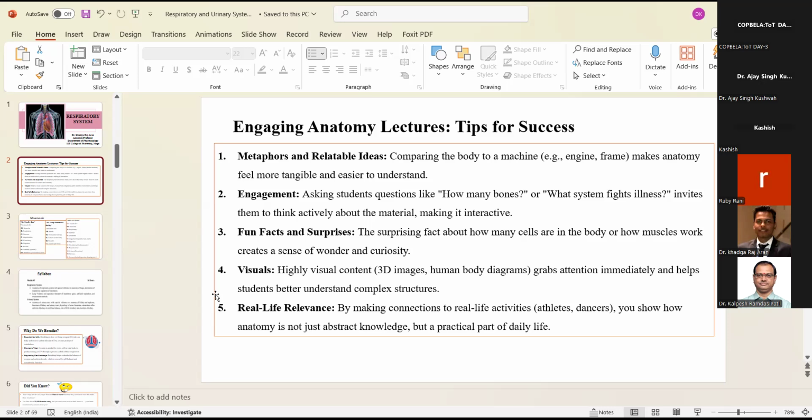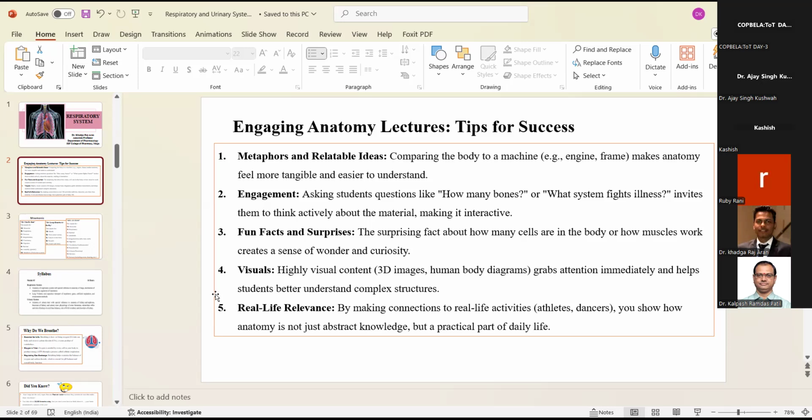We always advise our students to draw diagrams of anatomical structures and review them, because visuals help to transfer information from short-term memory to long-term memory. So they never forget those things.